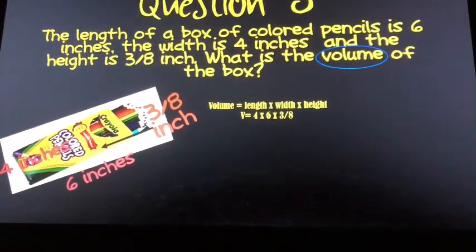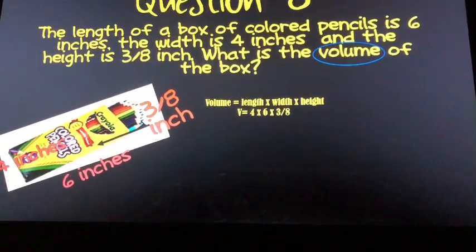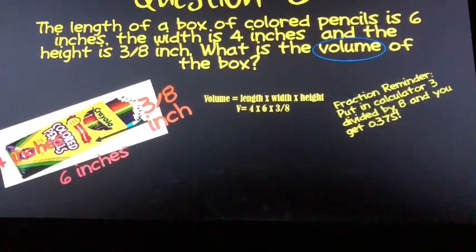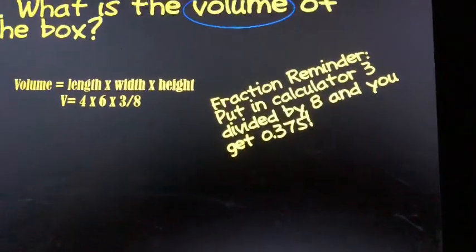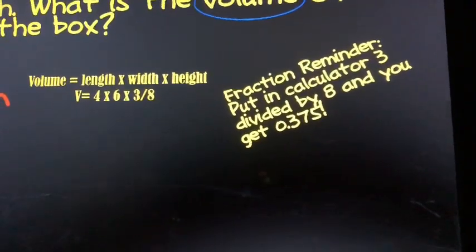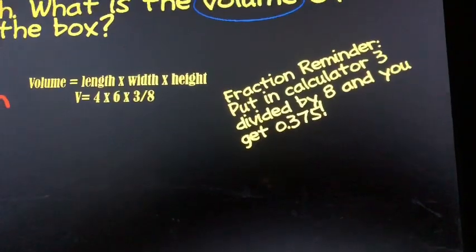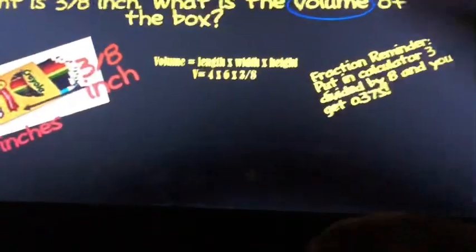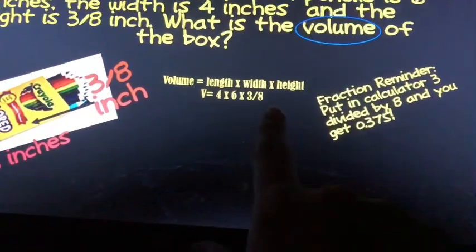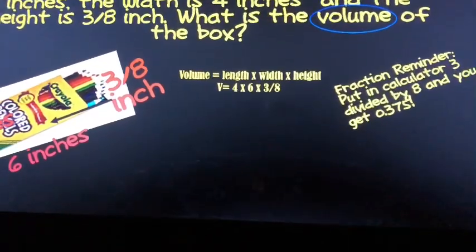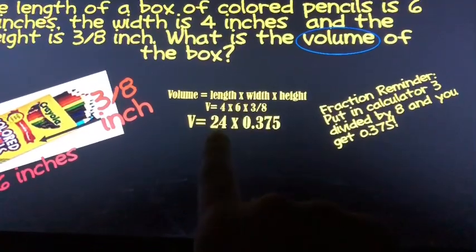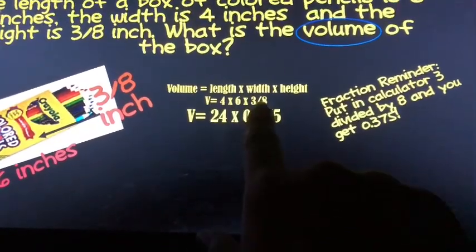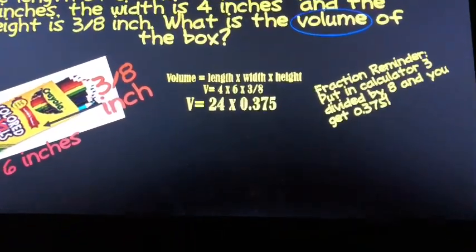3/8 we cannot put into a calculator, so we need our fraction reminder. Put in the calculator 3 divided by 8, and you get 0.375. You can then take this number to replace that. 4 times 6 gives us 24, and our fraction's now replaced with a decimal.